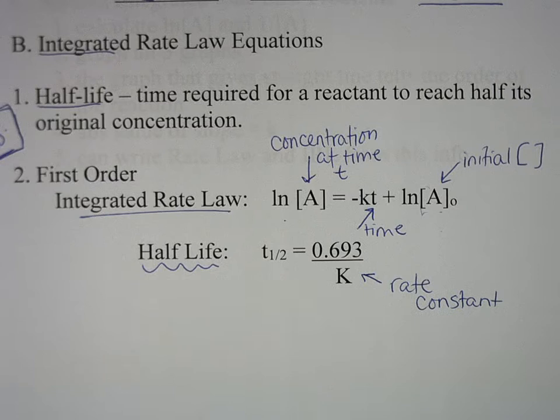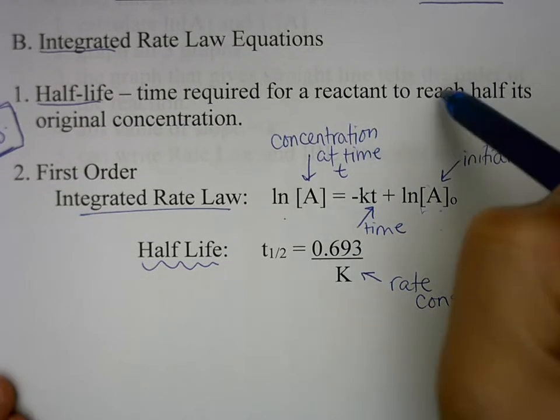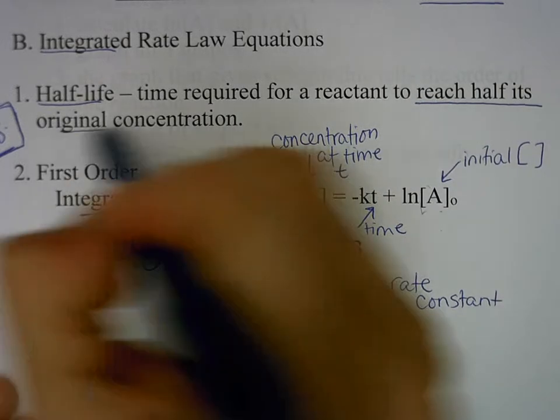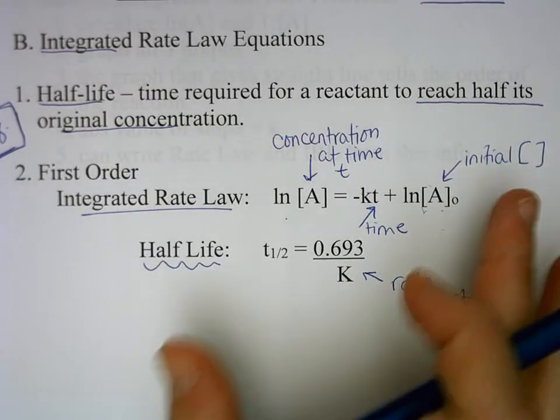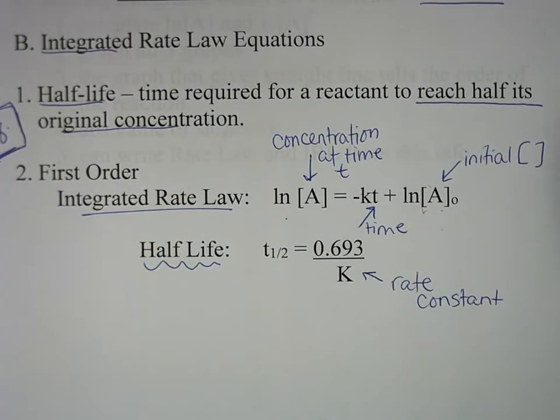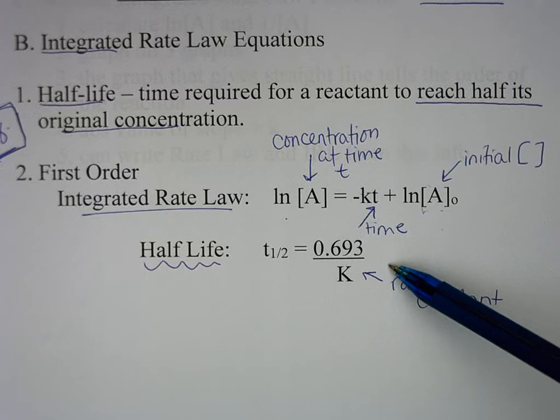Have you heard the term half-life before? I think you have. Okay, half-life: the time required for a reactant to reach half of its original concentration. There are equations that have been derived for each of the different integrated rate law orders. You don't need to know how they got derived. You just have to be able to plug them in and use them.